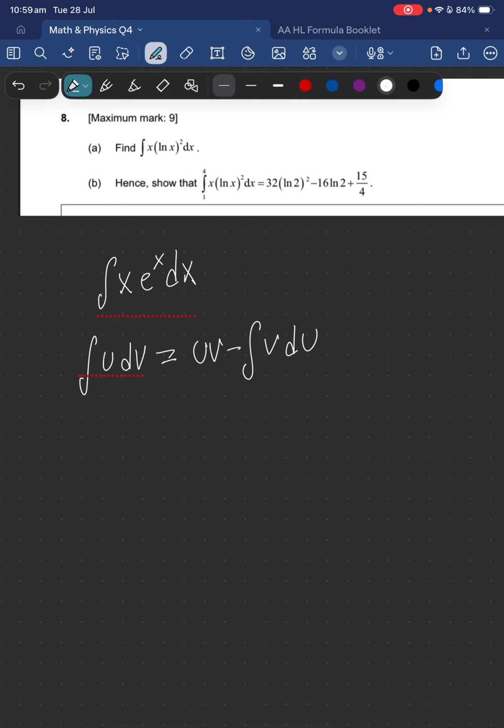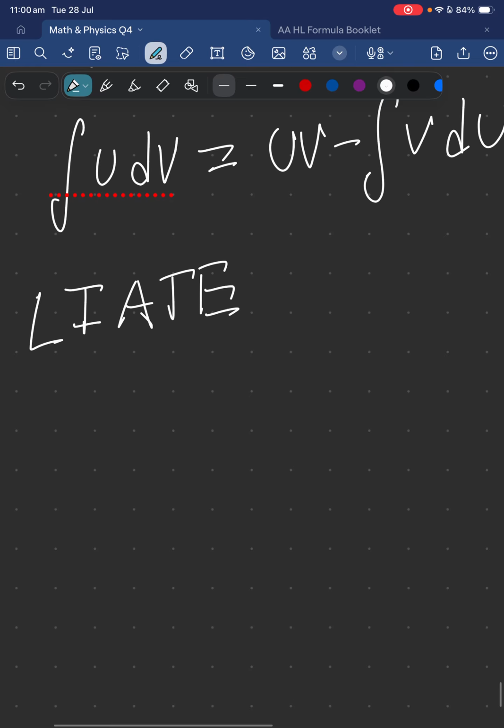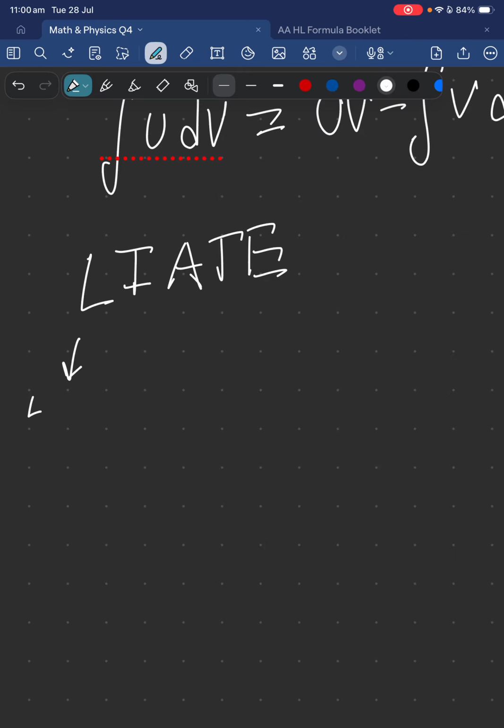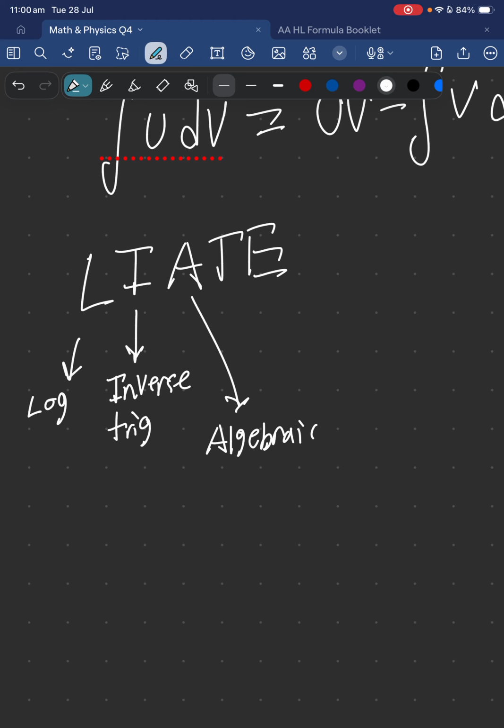So essentially, u and v are substitutions that we're going to have to make. And to substitute u with something, we follow this order called LIATE, L-I-A-T-E. It essentially tells us the priority of different types of functions. So this would be logarithmic functions. This would be inverse trig functions, so your arcsine, arctangent. This would be algebraic functions. This would be your normal trig functions, so sine, cosine. And this would be exponential.